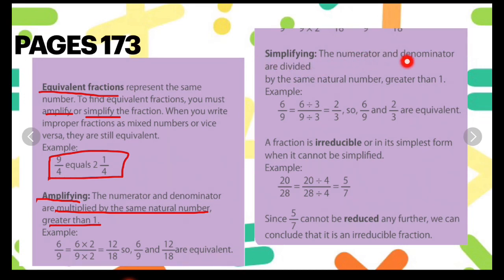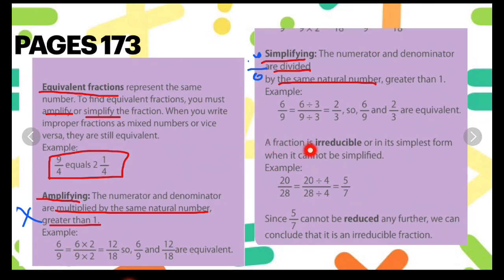Simplifying, the numerator and the denominator are divided by the same natural number greater than 1. So underline simplifying, that means that they are divided by the same natural number. Remember that here they multiply, and here you divide, okay? Look at the examples. 6/9 equals 6 divided by 3, and 9 divided by 3 equals 2/3. So 6/9 and 2/3 are equivalent. Why 3? Well, because that's the common number, okay?